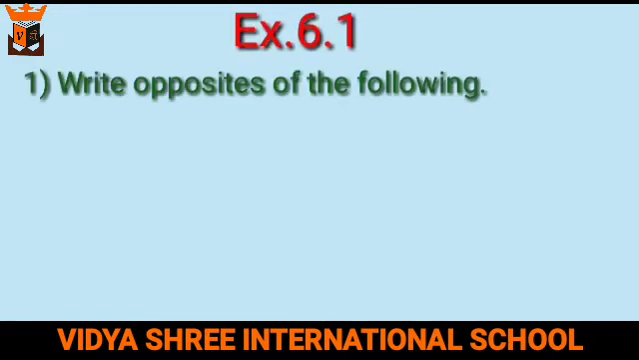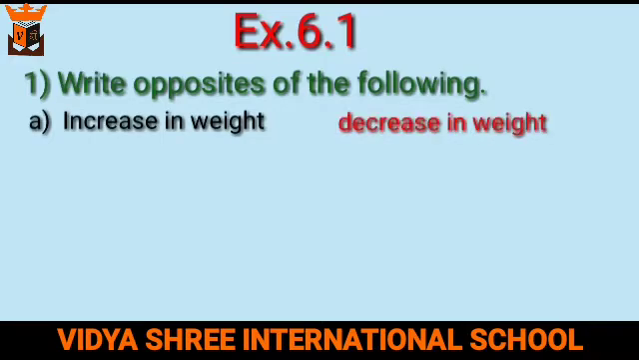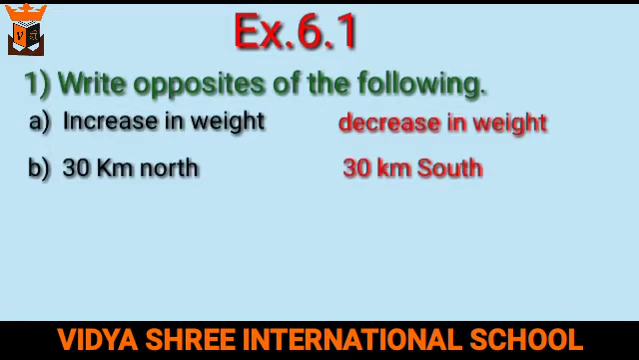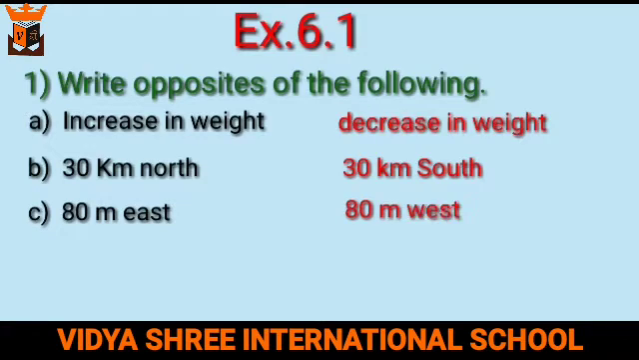Question number 1 is write opposites of the following. First one is increase in weight. So the opposite of increase is decrease. So it will be decrease in weight. Second one is 30 km north. So opposite of it will be 30 km south. Third part is 80 meter east. So opposite of it is 80 meter west.